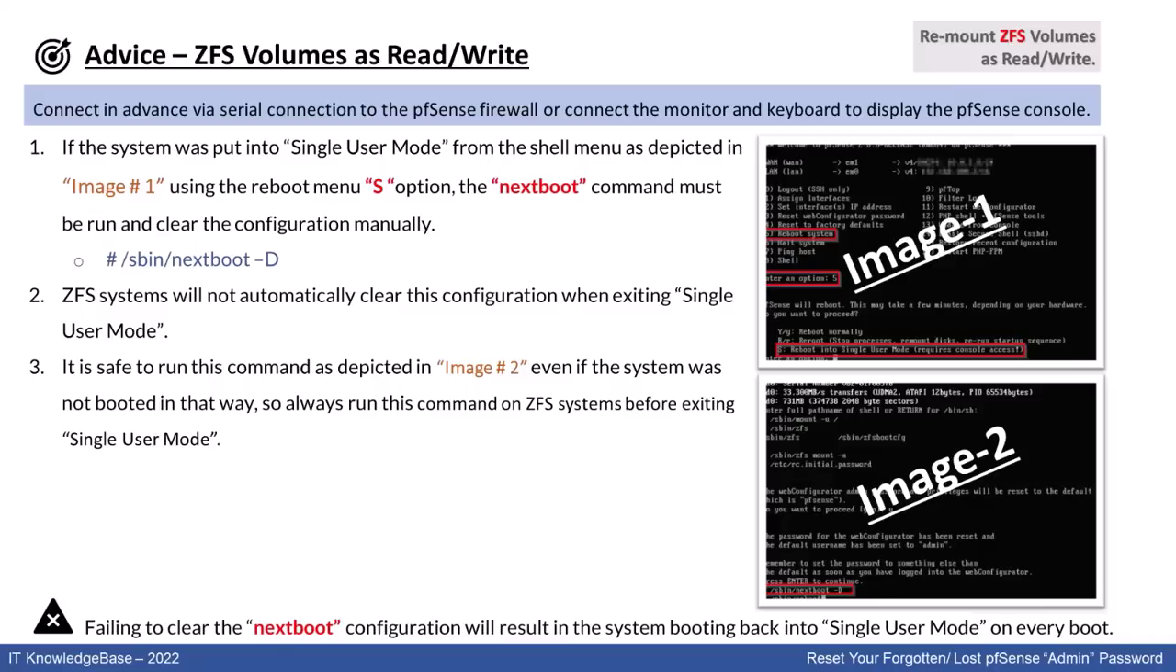If the system was put into single user mode from the shell menu as depicted in image number 1, using the reboot menu, capital S option, the next boot command must be run and clear the configuration manually. This is the syntax. ZFS system will not automatically clear this configuration when exiting single user mode. It is safe to run this command as depicted in image number 2, even if the system was not booted in that way. So always run this command on a ZFS system before exiting single user mode. Failing to clear the next boot configuration will result in the system booting back into single user mode on every boot.